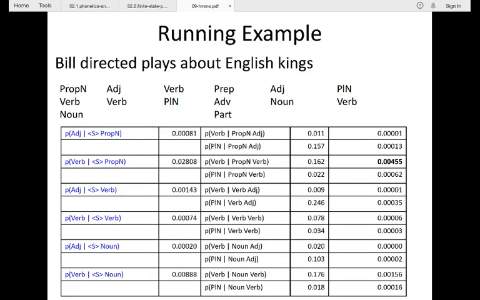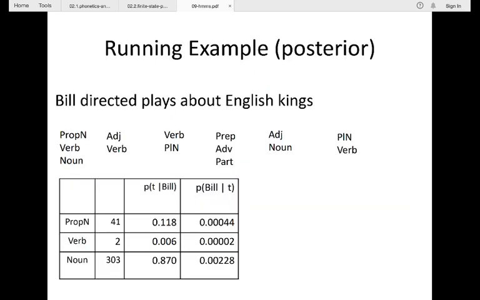Well, we can just keep going, and we can calculate lots of numbers. So we can go the other direction. We can say the probability of T, proper noun, verb, or noun, given Bill, and the probability of Bill given T.